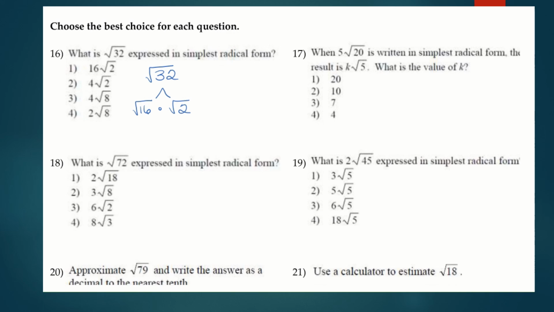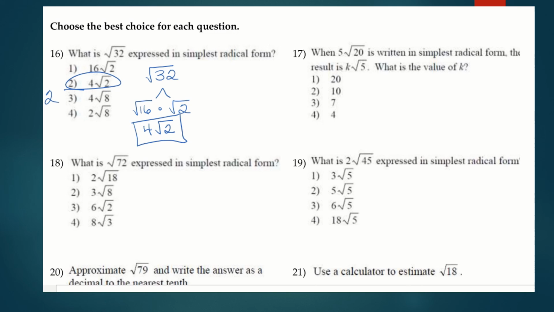8 and 4 are also factors of 32, but 4 is not the largest perfect square that is a factor of 32. So we're going to use 16. So the square root of 16 is 4. Square root of 2 is irrational. So the square root of 32 in simplest radical form is 4 root 2. So choice 2.